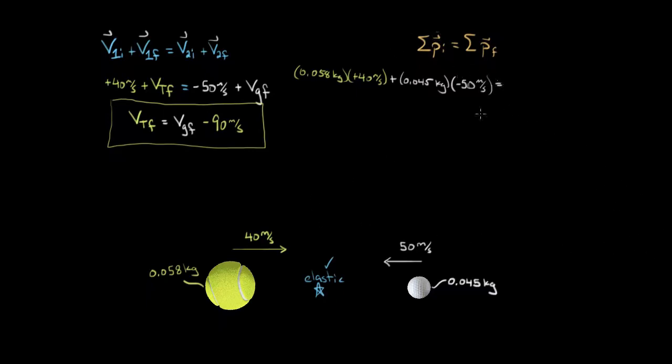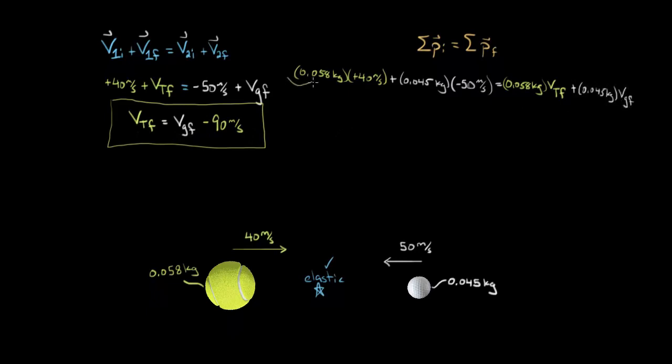So the final momentum of the tennis ball is going to be 0.058 times our final velocity of the tennis ball. And I'm going to use the same nomenclature, the same symbol over here that I used over here. This VT, final velocity of the tennis ball, is the same as this VT, final velocity of the tennis ball, plus 0.045 times the same thing, the final velocity of the golf ball. I'll use the same symbol, which is going to be VG final.